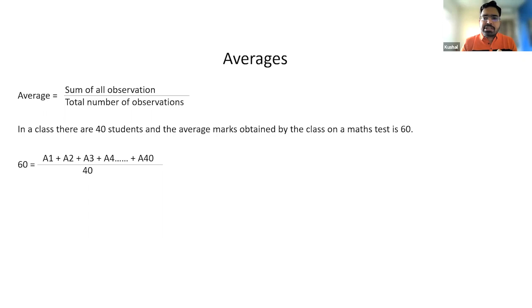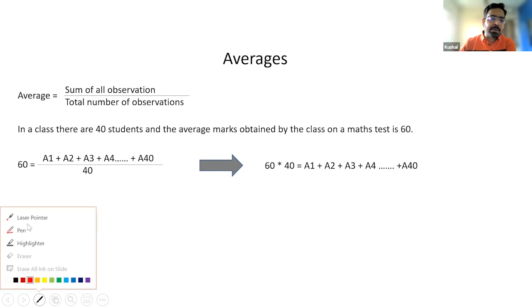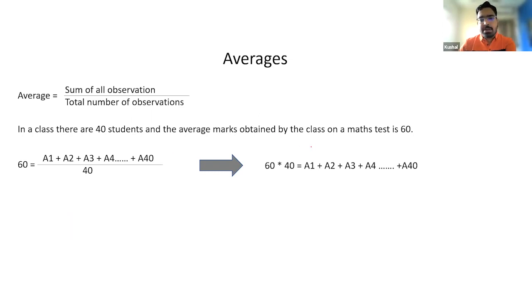Now, let me rearrange this equation a little bit more and understand what it gives me. If I rearrange this, I write it as 60 into 40 is equal to A1 plus A2 plus A3 up to A40. Now, this gives me a better understanding of my word average. Pay attention to this. A1 up to A40 is what? This is the actual sum of these scores, right?